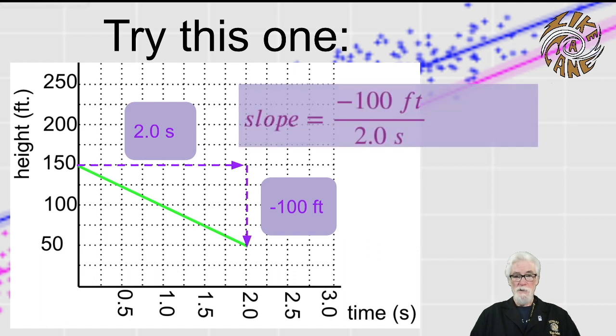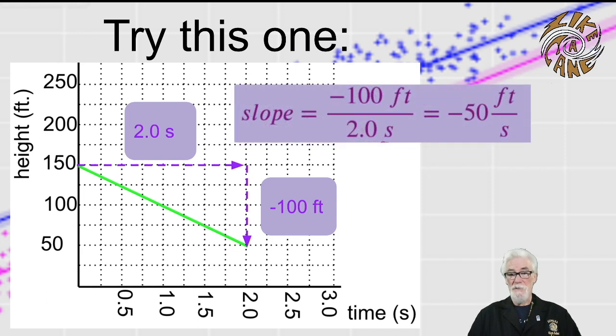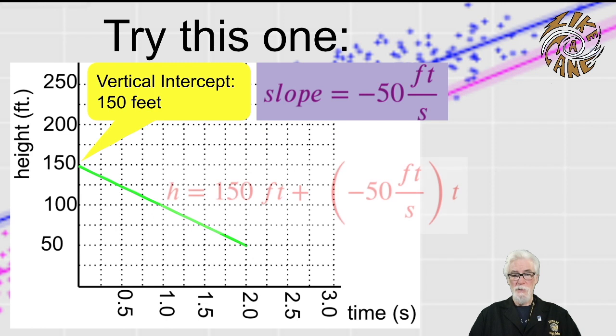So the slope is the ratio of these changes, so it's negative 100 feet in 2 seconds. But remember, we don't want 2 in the denominator, we only want 1 in the denominator. So we're going to express this as a decimal by dividing negative 100 by 2, and that gives us negative 50 over 1. So negative 50 feet for every 1 second is our slope. So now we know the vertical intercept and we know the slope. We can make an equation.